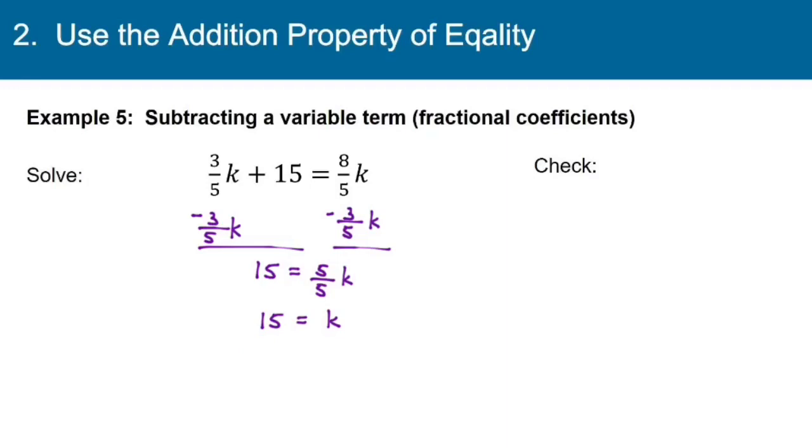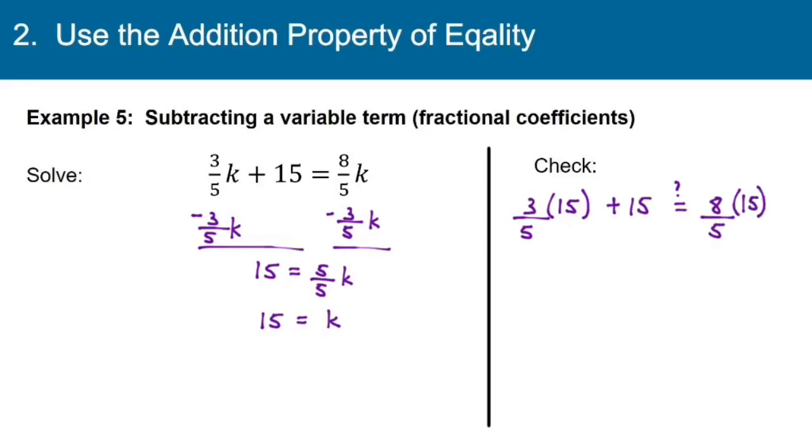I've noticed that a lot of times students shy away from checking solutions on equations with fractional coefficients, but you don't really need to do that because you'll see that the fractions are not going to bother us at all. I'm going to show you how to handle this. The first thing we want to do is copy our equation over but put the 15 in place of the variable. So we'll have 3/5 times 15 plus 15 equals 8/5 times 15 with the question mark to show that we're trying to verify that this is true.